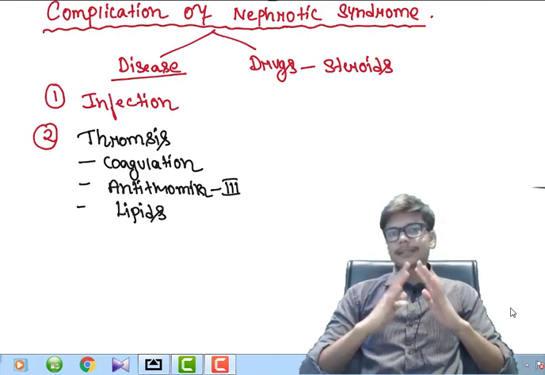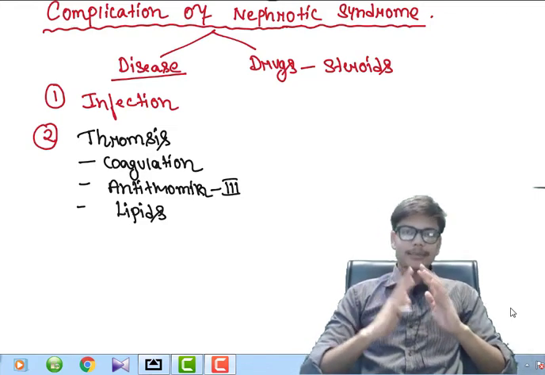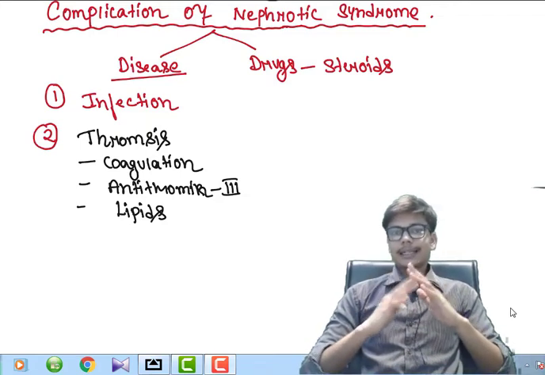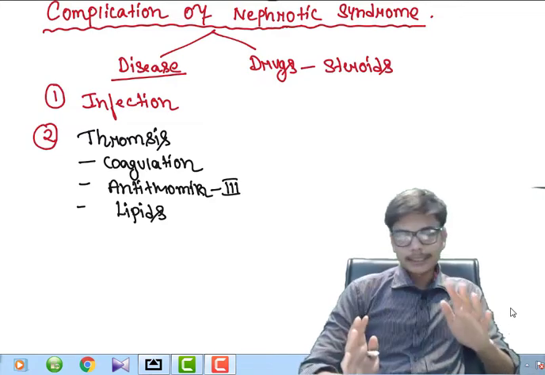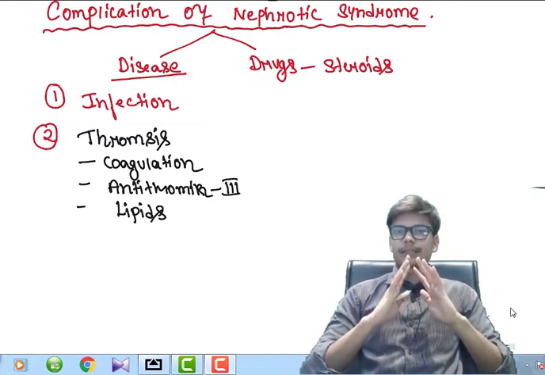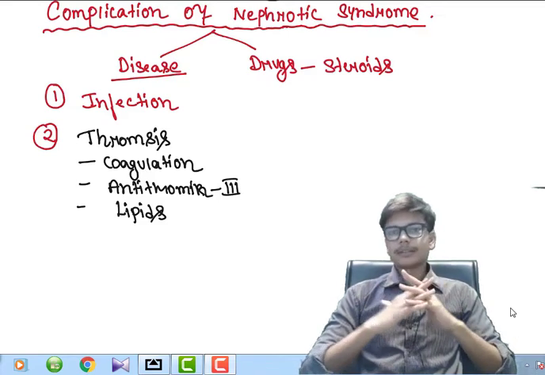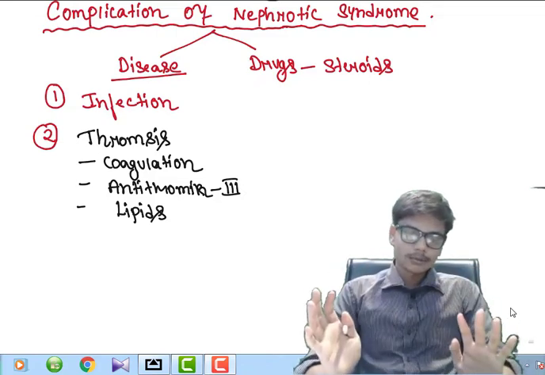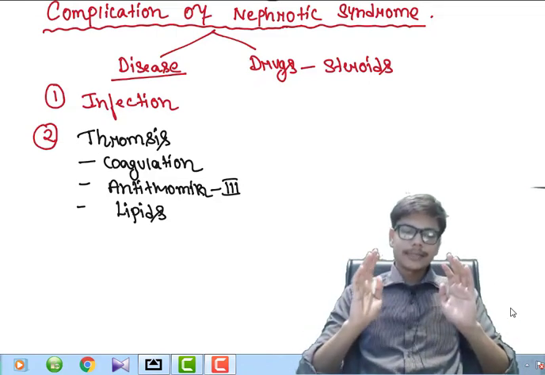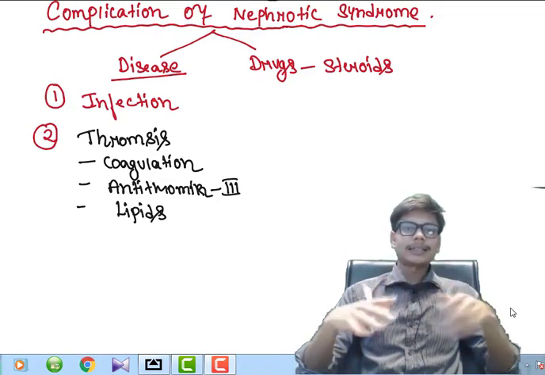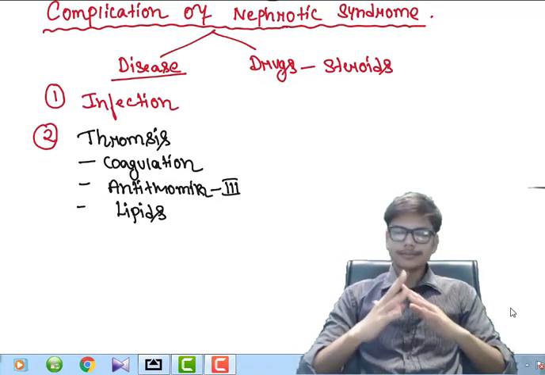If the cerebral vein is thrombosed, the patient can present to us with signs and symptoms of stroke as well as headache. A classical headache known as thunderclap headache can be present in a patient with cerebral vein thrombosis. If the mesenteric vein or artery is thrombosed, the patient may present with abdominal pain. So thrombosis can lead to various clinical signs and symptoms in a patient with nephrotic syndrome, in addition to the symptoms of nephrotic syndrome.